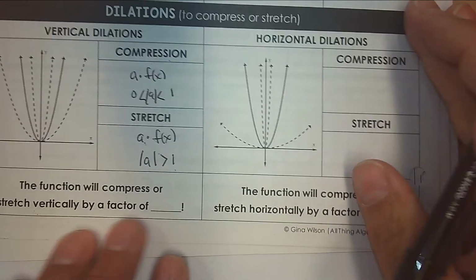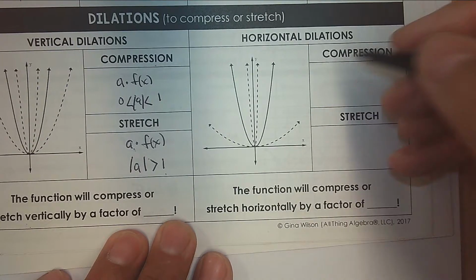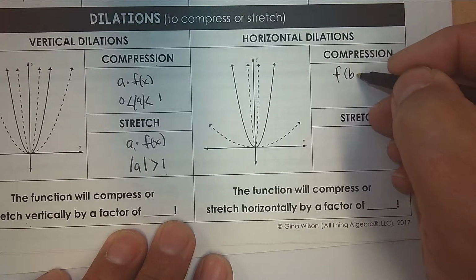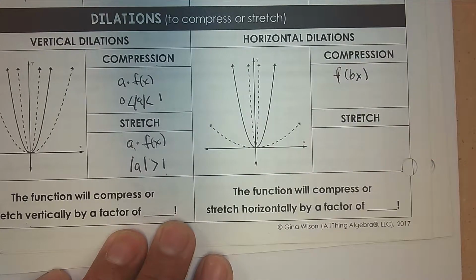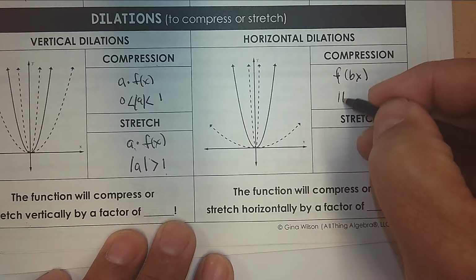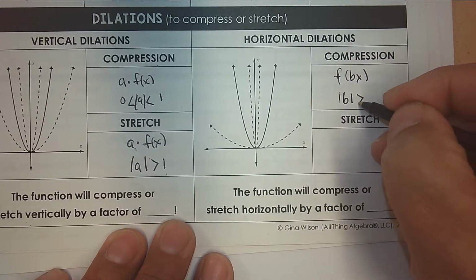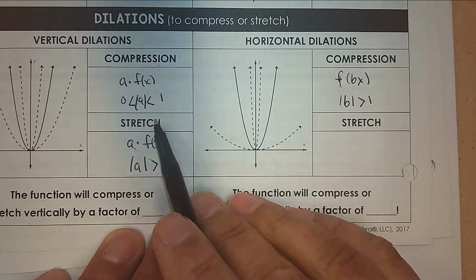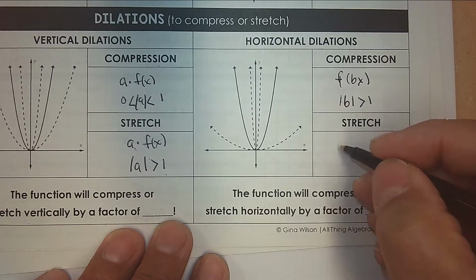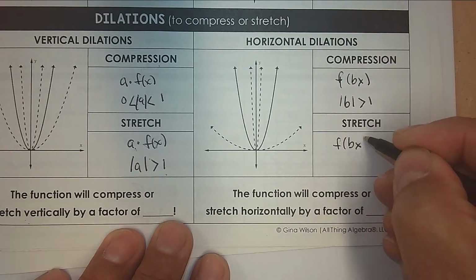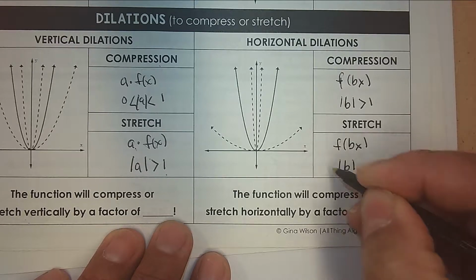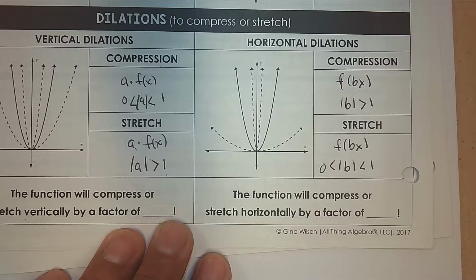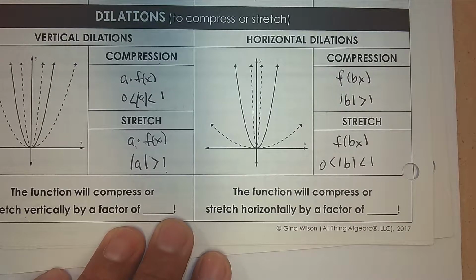Now, the horizontal goes the inverse of that. If something's being multiplied inside, we'll call that B, and if you took the absolute value of it and it was bigger than 1, it could form a compression. Notice it's the flip in terms of what happened vertically. If we have that same idea, something multiplied inside, and the absolute value of that is between 0 and 1, that's what's going to create a stretch.